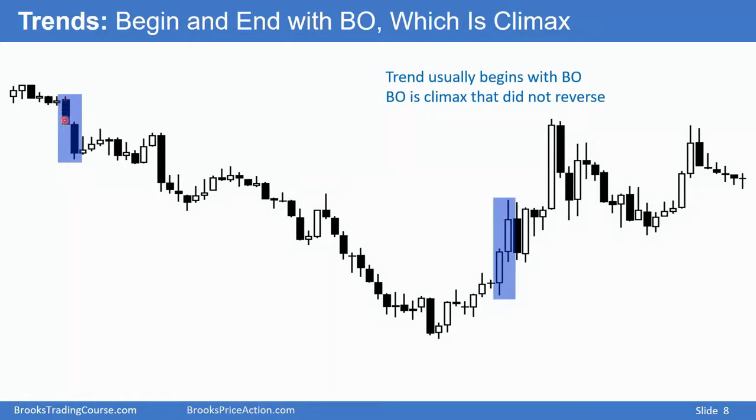Trends usually begin with a breakout. Sometimes it's small, sometimes it's big. Here we have a couple bear bars leading to a bear trend. We have a reversal up, and then we have a pair of bull bars here. The bears are giving up, the bulls are becoming more confident.